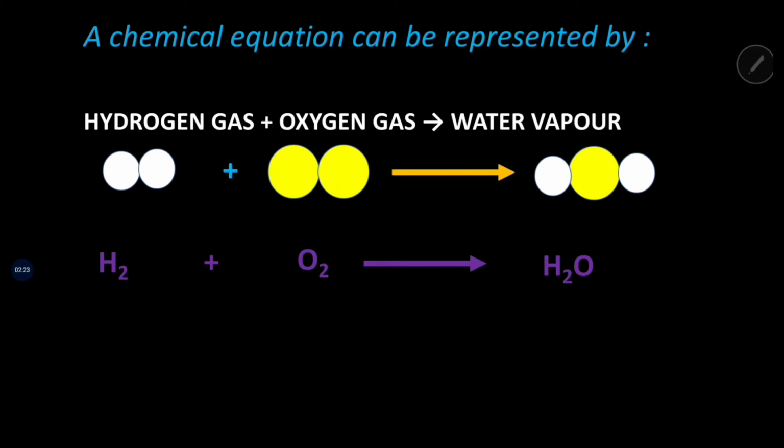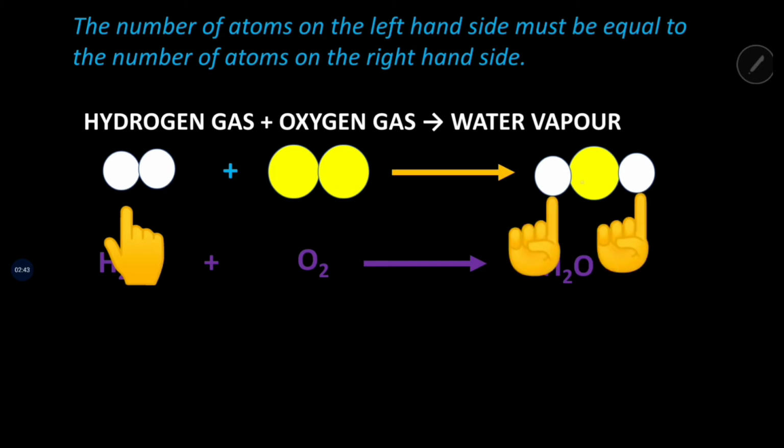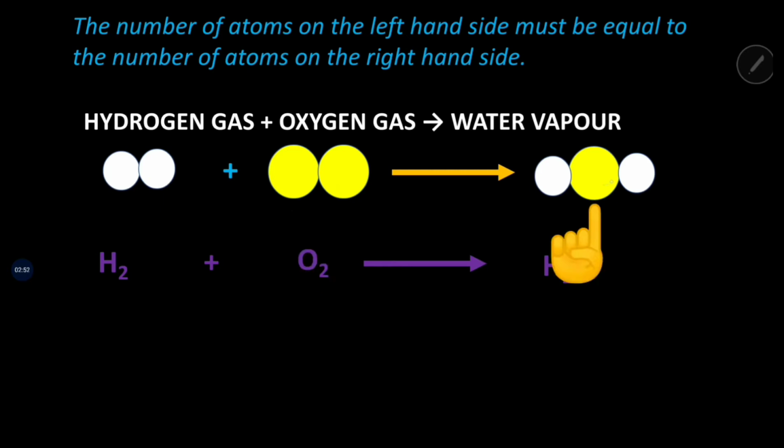So the whole business of balancing a chemical equation is to ensure that the number of atoms on the left hand side must be equal to the number of atoms on the right hand side. Look at the symbol diagram that we have here. We have two hydrogen atoms on the left hand side. Jump quickly to the right hand side, there are two hydrogen atoms. When you look at the oxygen atoms, you find there are two oxygen atoms on the left. There's only one oxygen atom on the right hand side. What happened to the other oxygen atom?